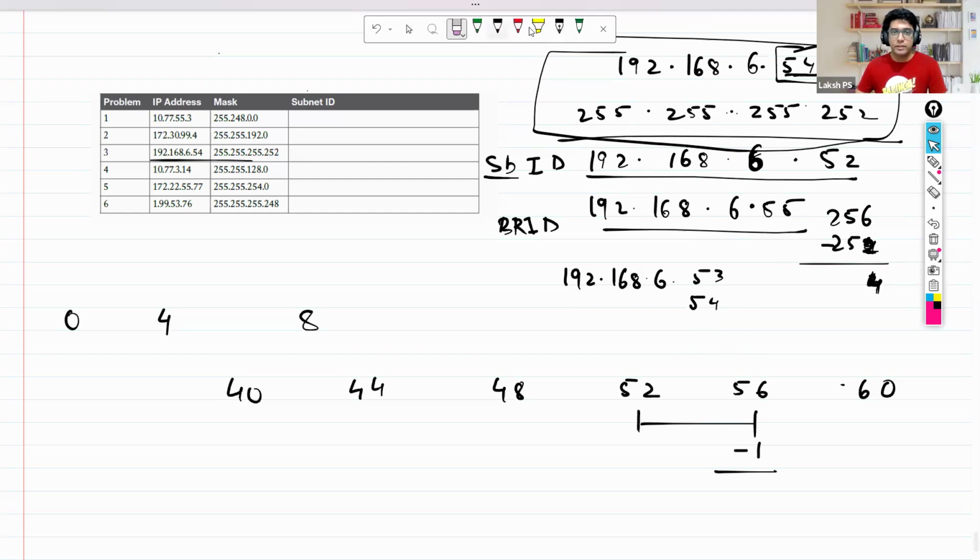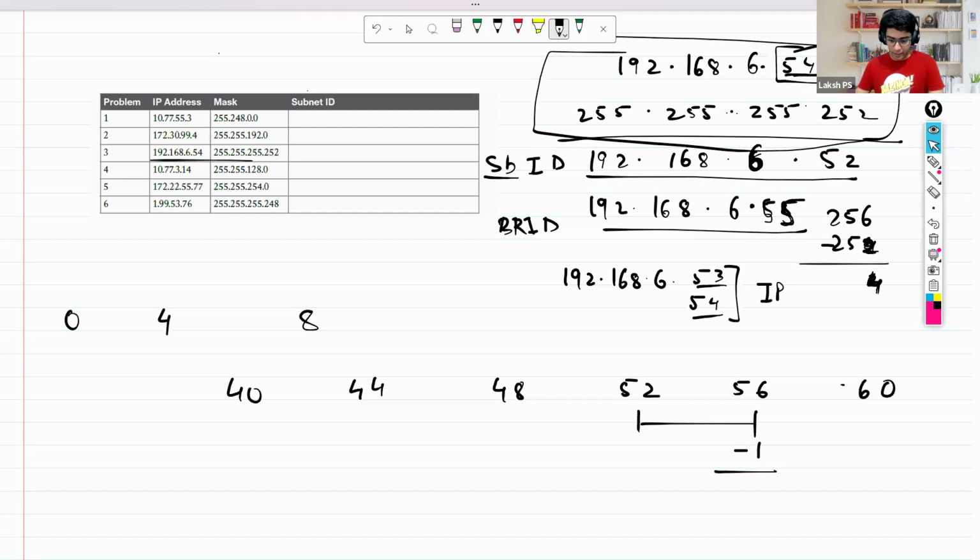I thought this as 56. I'm sorry, this is 55. So 53 and 54. These are the only two IP addresses that you can use. So this is a great example of a subnet ID and a broadcast ID which are not 0 and 255 respectively.